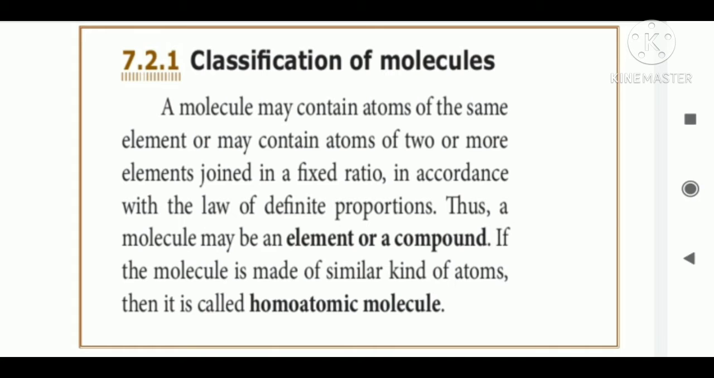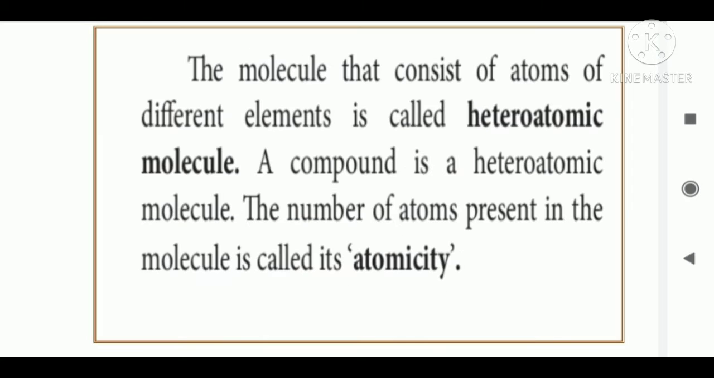If the molecule is made up of the same kind of atoms, it is called a homoatomic molecule. Molecules consisting of atoms of different elements are called heteroatomic molecules. Homo means same and hetero means different. A compound is a heteroatomic molecule. The number of atoms present in a molecule is called atomicity.